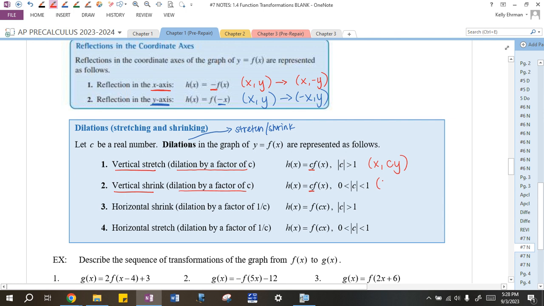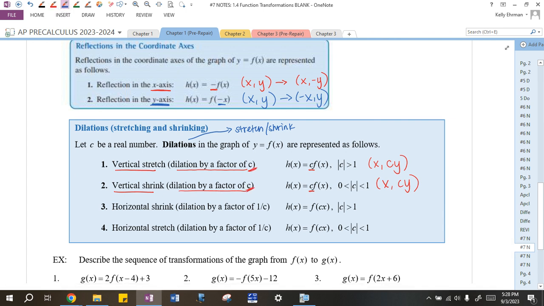And it's the same thing if C is a fraction. But think about this. If you're multiplying by 2, you're stretching out the y values. And if you're multiplying by like 1/2, for example, then you're cutting the y values in half. So vertical dilations are just by a factor of whatever C is exactly.